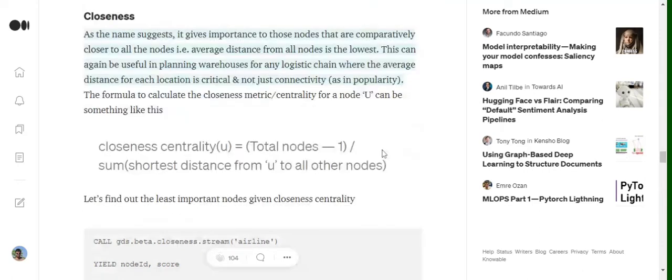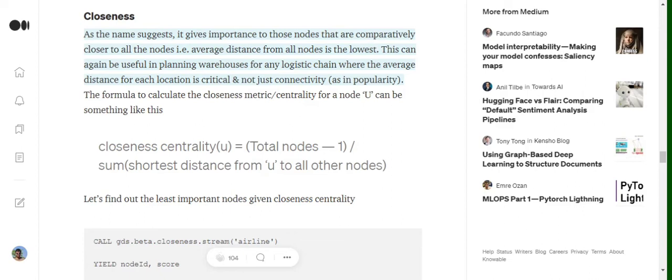Now, the next one being closeness. The idea suggests that the most important node in such cases is the one which has the lowest average distance from all the other nodes. So if you have 10 nodes, its average distance to each of the nodes should be the lowest as compared to others. The formula for this is n minus 1 upon the sum of the shortest distances of u to all other nodes, as it makes sense.